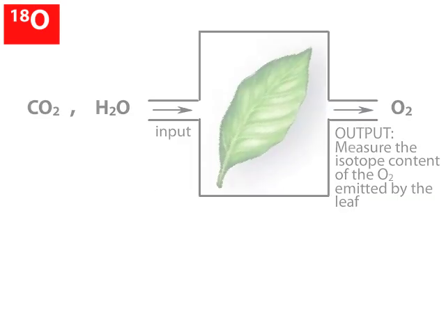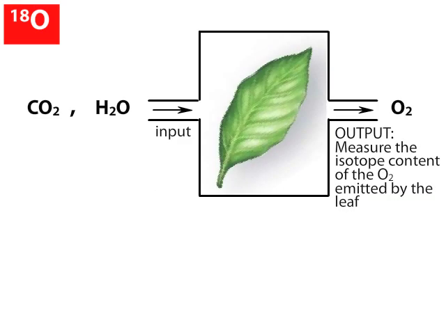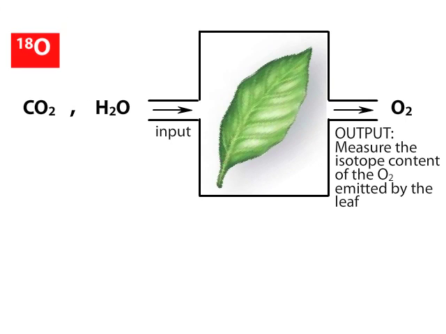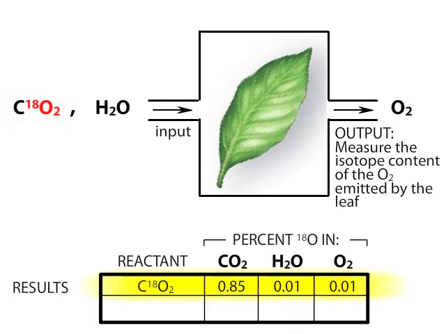Let's begin by labeling the carbon dioxide reactant with the oxygen-18 isotope. Our data will consist of the O18-O16 isotope ratio measured in the evolved oxygen as compared to the starting ratio in the CO2 reactant, and an unlabeled H2O. Note that not all of the CO2 will contain the heavy isotope.